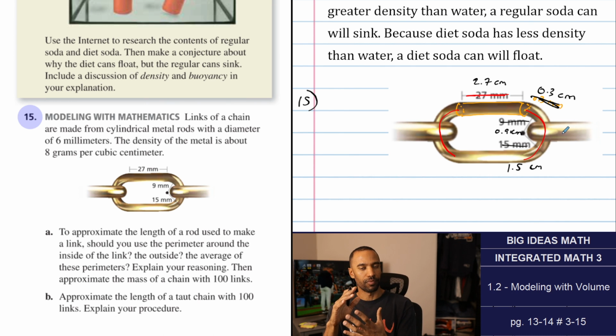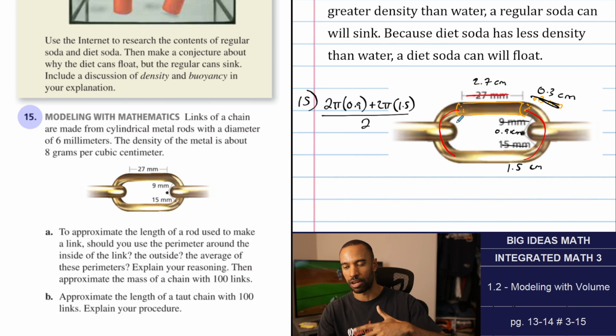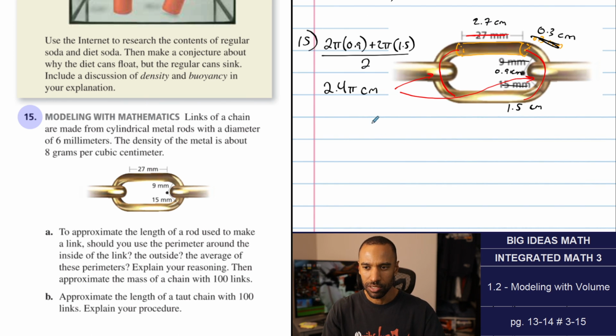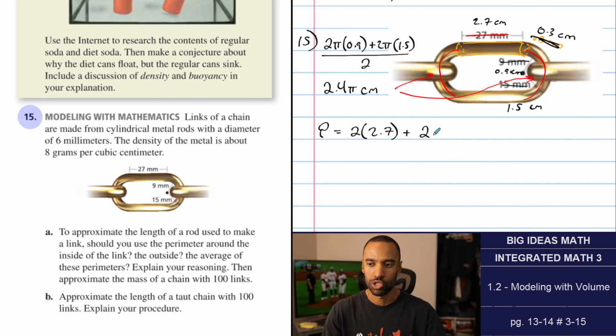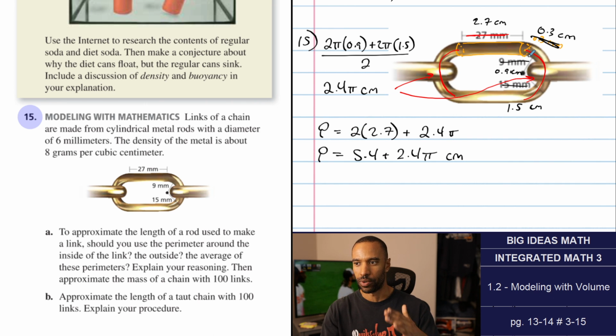But let's average those circumferences, right? So what is averaging 2 pi circumference? 2 pi times 0.9 plus 2 pi times 1.5, all divided by 2, averaged by adding these two circumferences and dividing by 2. Well, the 2s cancel. That's 0.9 plus 1.5, that's 2.4. So 2.4 pi centimeters is the distance of this plus this. And when I add that with the 2.7s, which don't have pi in them, the perimeter is going to be 2.7s plus the 2.4 pi. That's two of those together, so that's 5.4 plus 2.4 pi centimeters. That is the estimated perimeter around this thing when you average the 0.9 and the 1.5.